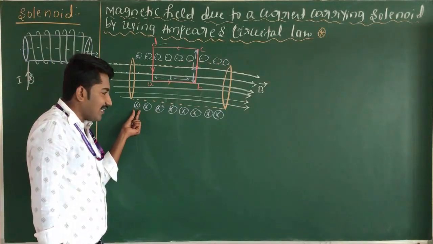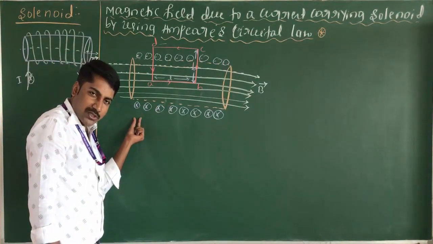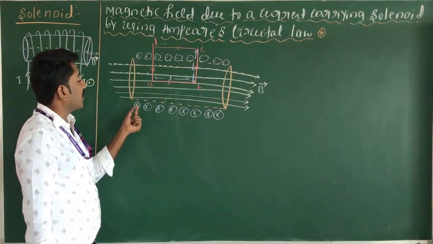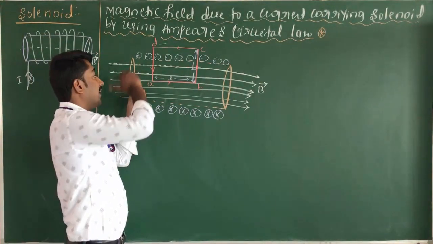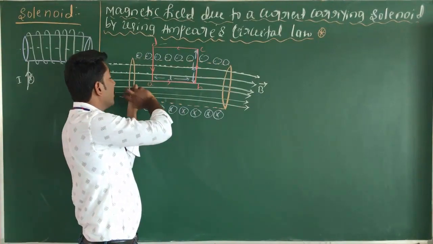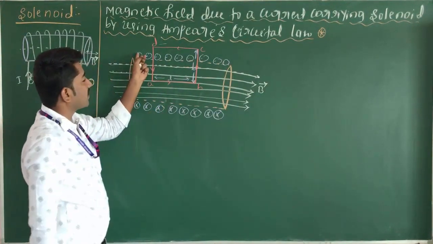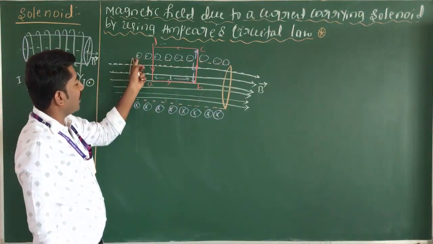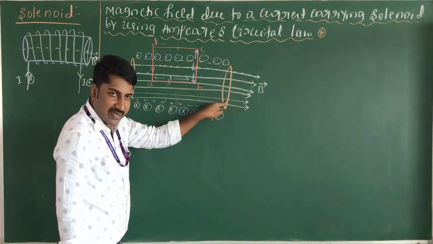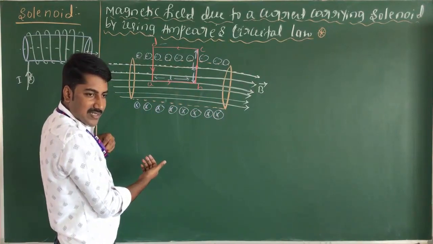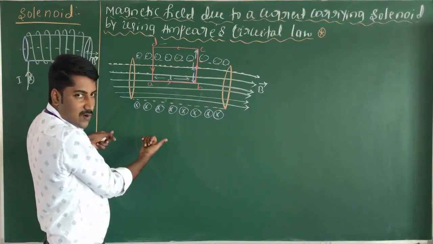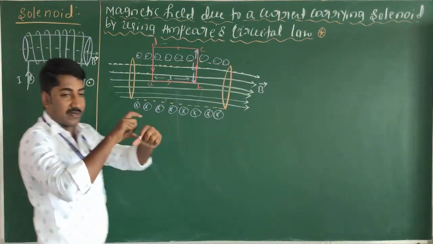This into mark indicates the current is perpendicular to the direction of the magnetic field and moves into the plane of the paper, and this dot diagram indicates the current is perpendicular to the direction of the magnetic field and moves outward from the plane of the paper. It is an imaginary concept.